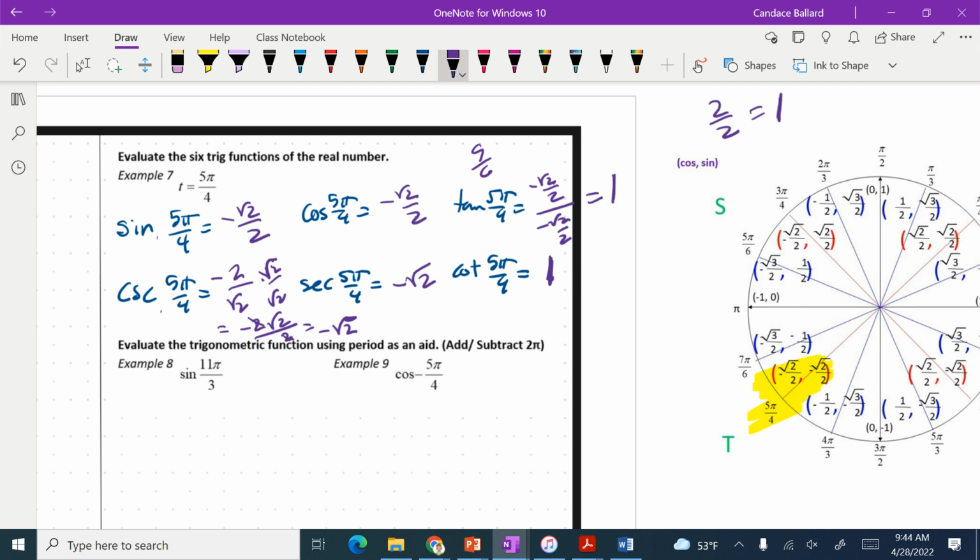Look at what happened there, you guys. The signs were set up for us, weren't they? In this quadrant here, only tangent and cotangent are positive. We got positives. Everything else, look at what we got. Negatives, without having to worry about my orange ring and think about it. That's the benefit of coordinates.